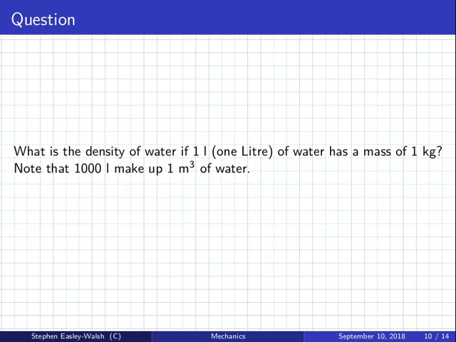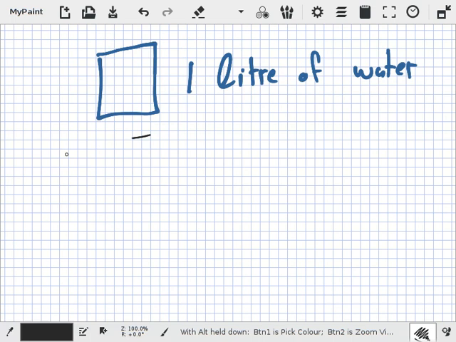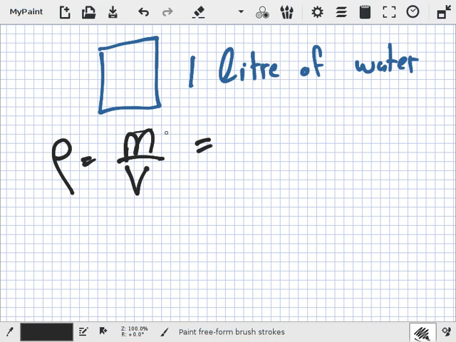Right, so here's an example we'll do together. What is the density of water if 1 liter has a mass of 1 kilogram, and 1,000 liters is 1 meter cubed? I want the density of water. So I have 1 liter of water. Okay, this is a simple one. Density is mass over volume. Now the math is actually easy because it's 1 liter. I said 1 liter is 1 kilogram.